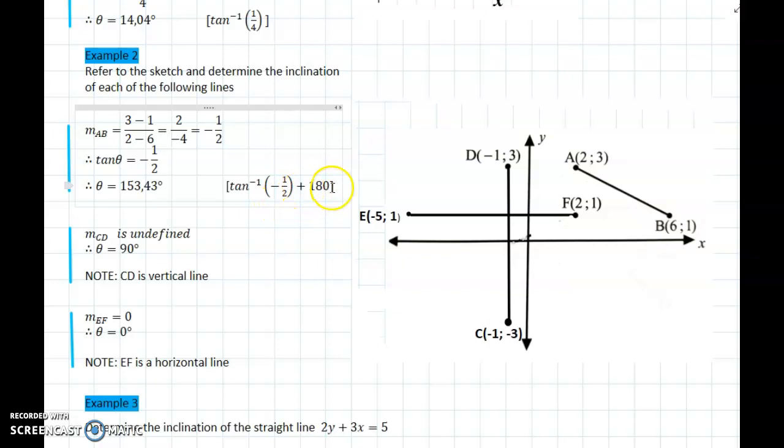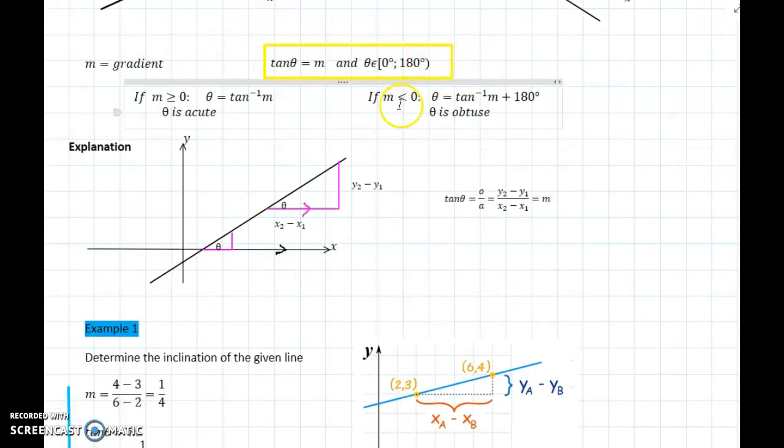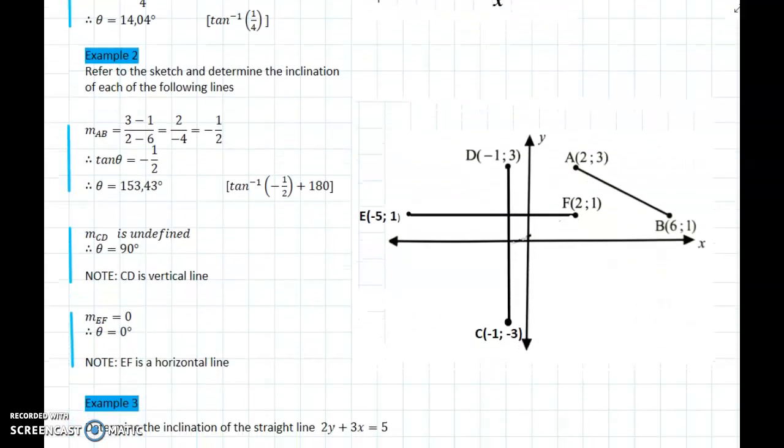I use my calculator. If I say shift tan of minus half, it's going to result in a negative angle. So you add 180, and therefore theta is 153,43 degrees. So remember, when the gradient is negative, then we're going to add 180. When the gradient is negative, we will say arctan of that gradient plus 180. And that will result in an obtuse angle.